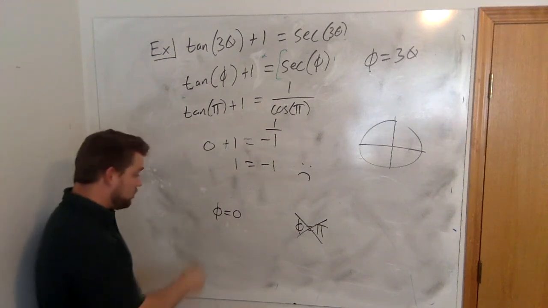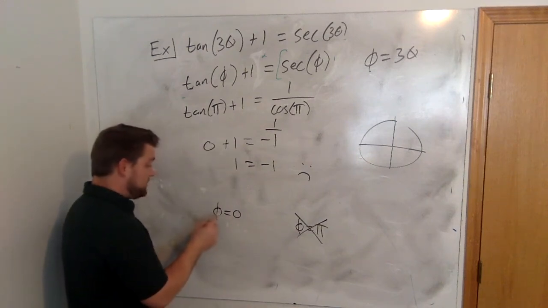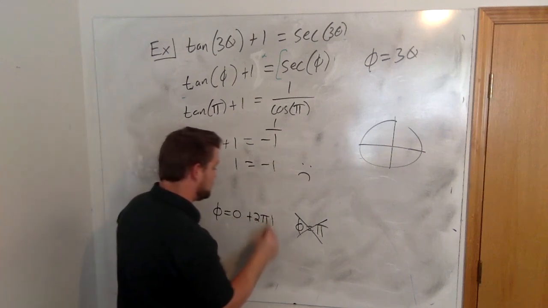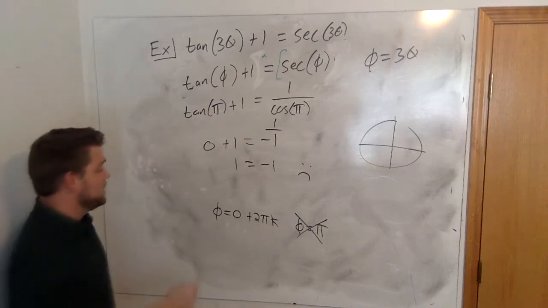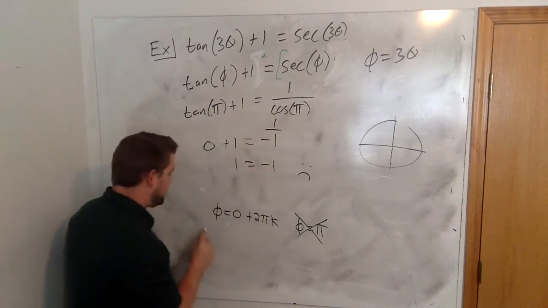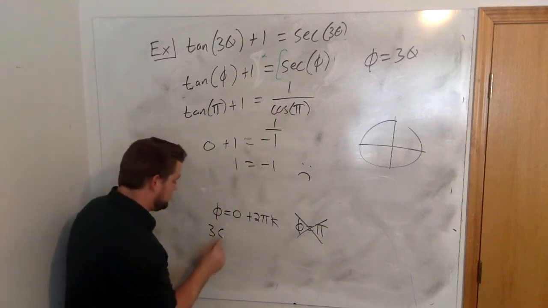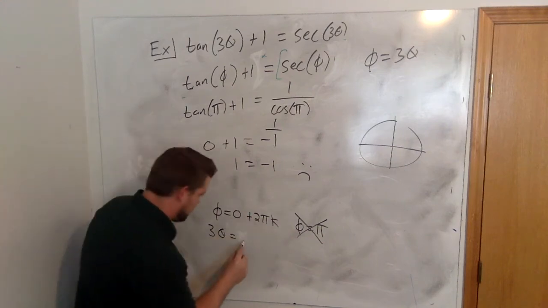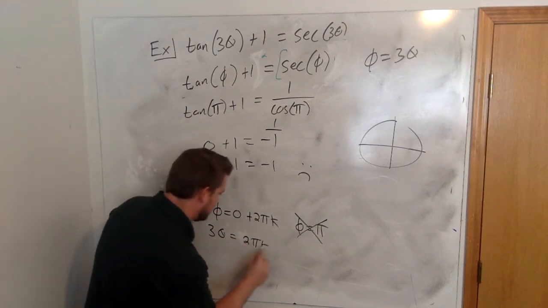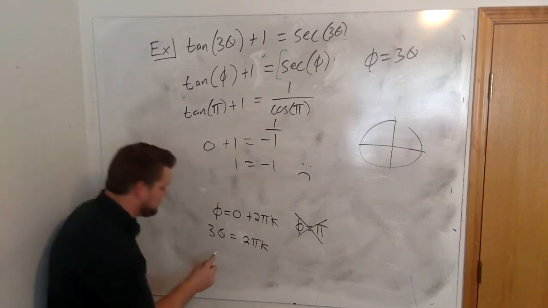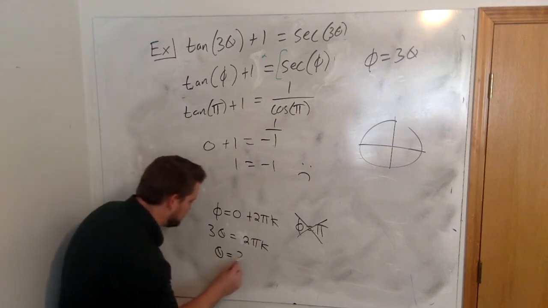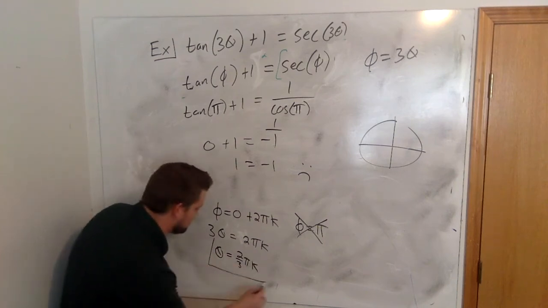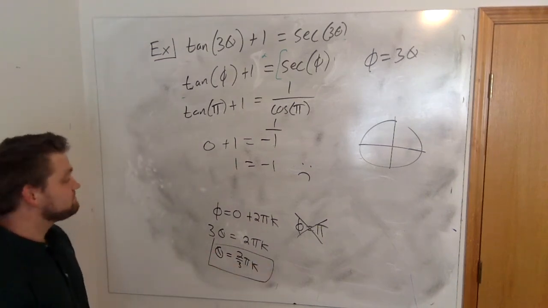Okay. So we have that phi could be equal to 0 plus 2 pi k. This is a good solution. But phi is the same thing as 3 theta. So 3 theta will be equal to 2 pi k, and if we multiply both sides by a third, we get that theta will be equal to 2/3 pi k. And here is our solution set.